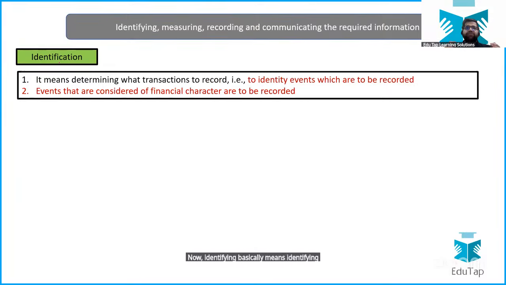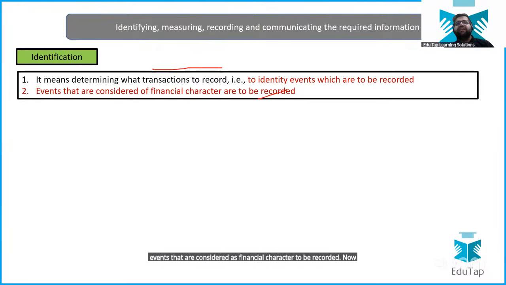Identifying basically means to understand whether this is an economic event or not, right? It means determining what transactions to record, to identify the events to be recorded. This is what identifying means. Events that are considered of a financial character are to be recorded.